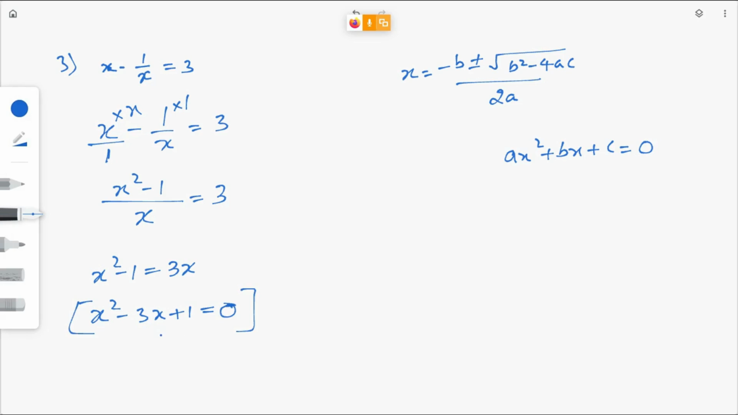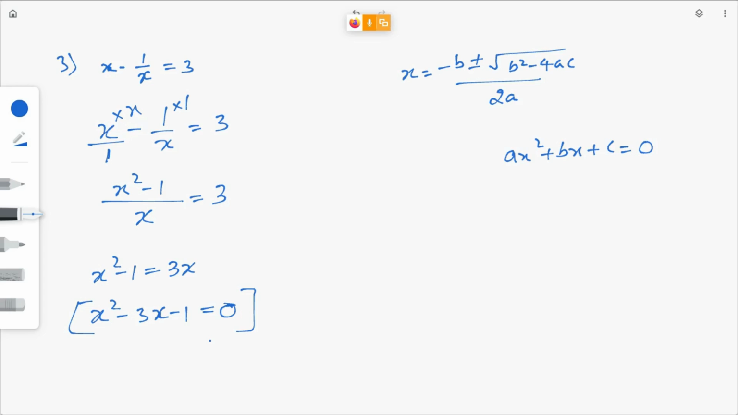Now take one sec. It is minus 1, right? Minus 1. It is minus 1. x square minus 3x minus 1. Sir, what if we multiply the whole equation by x? Same, you will get the same.